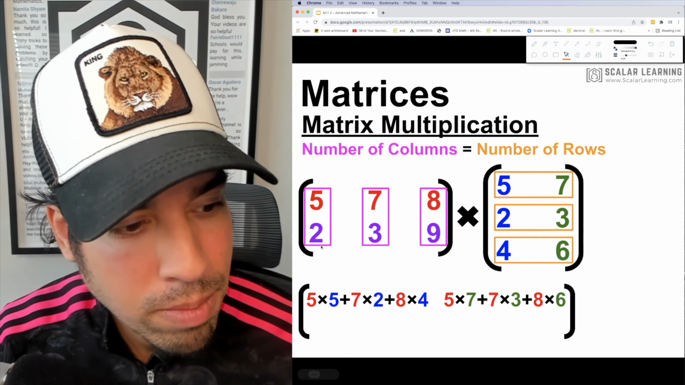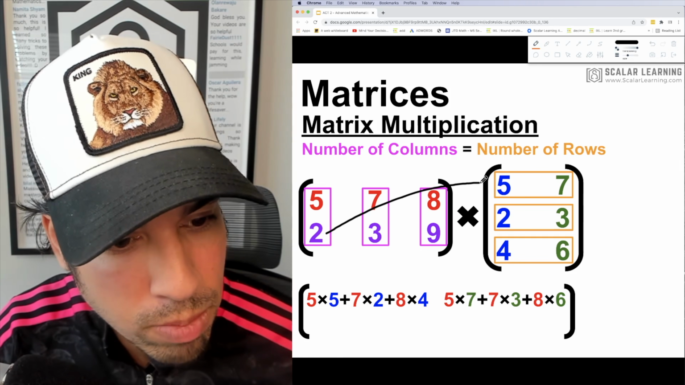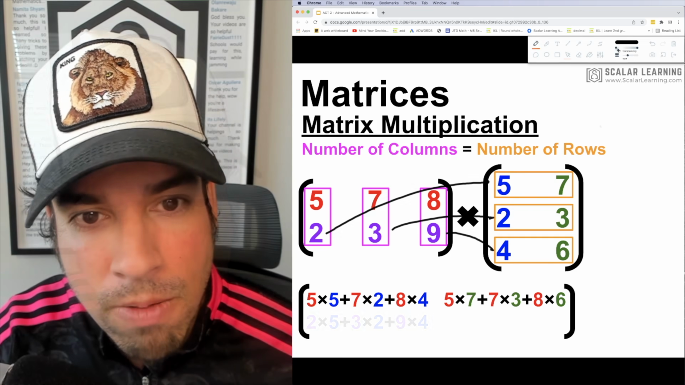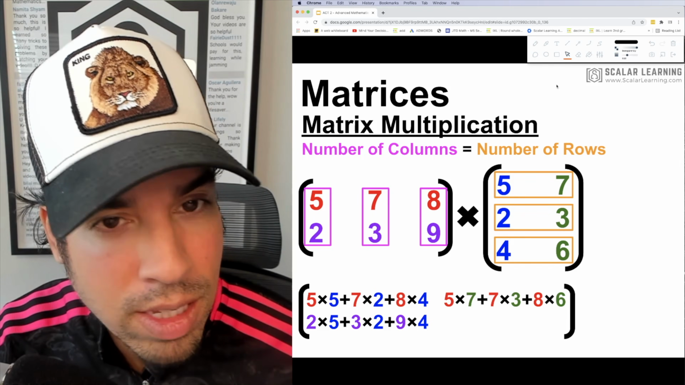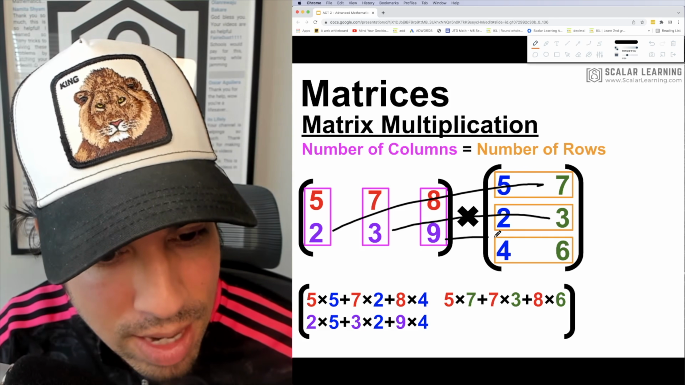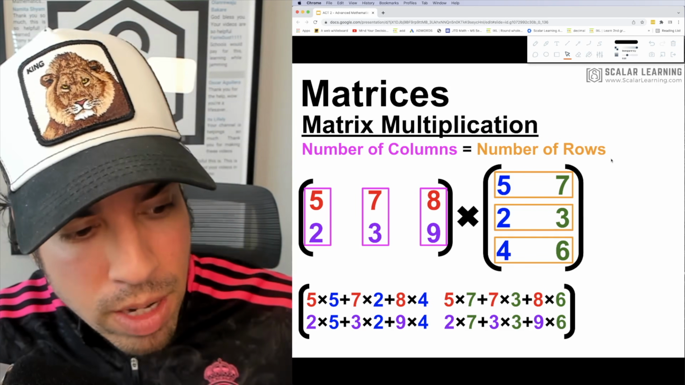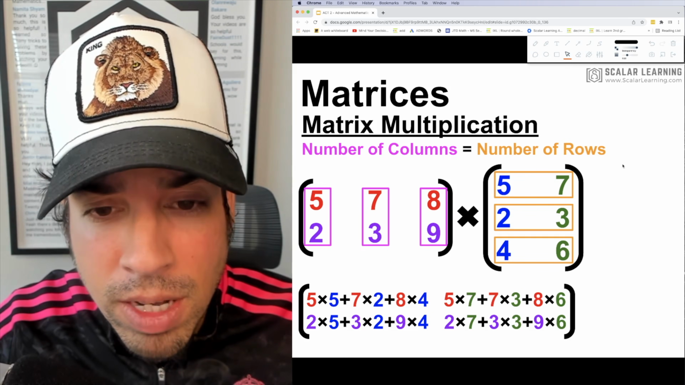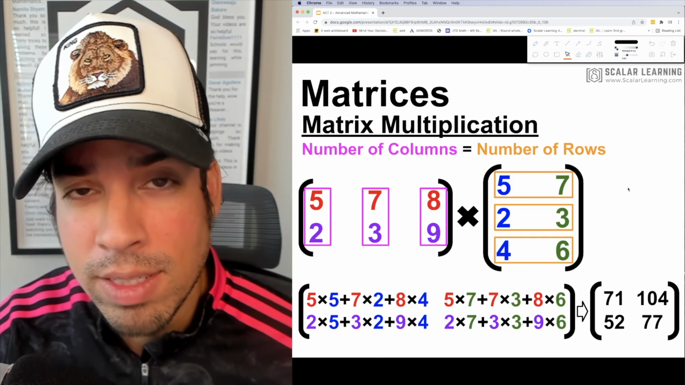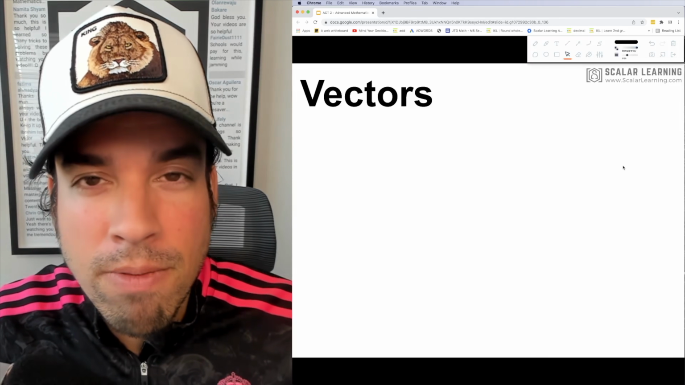Now we get to the bottom, guys, the purple numbers. Again, it's a similar process. We go 2 times 5 plus 3 times 2 plus 9 times 4. Check it out. Boom, there it is. And last but not least, we're going to go 2 times 7 plus 3 times 3 plus 9 times 6. And that's going to go in the bottom right-hand corner. So once we carry out all that arithmetic, we end up with a final 2 by 2 matrix of 71, 104, 52, and 77. Boom, done.